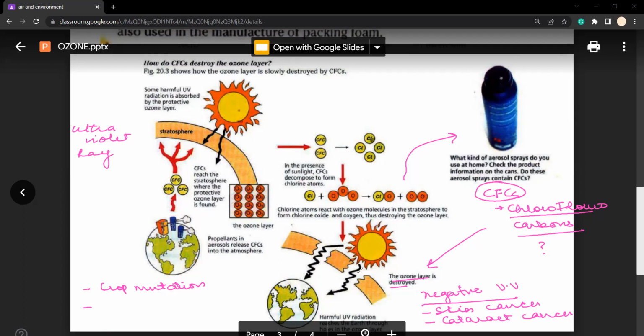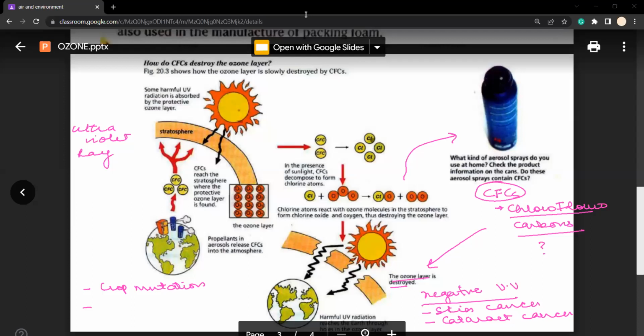So recently, between 1992 and 1996, there was an international agreement signed by different countries that they will ban the usage of aerosol so that the damage which has been done to the ozone layer can slowly and gradually be recovered, so that the human race can protect ourselves from the negative impacts of ozone layer depletion.